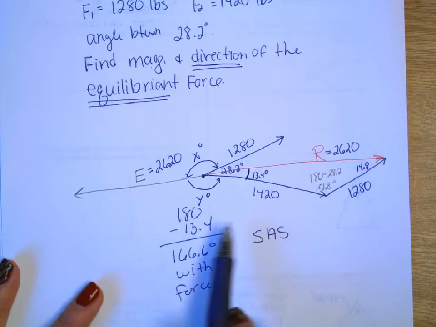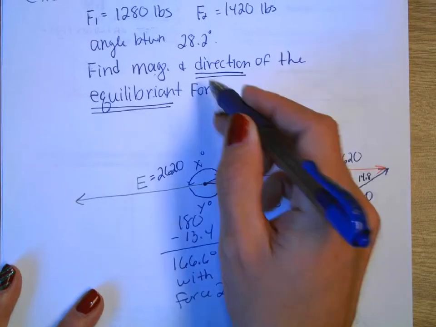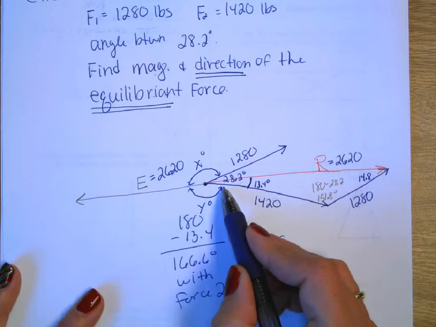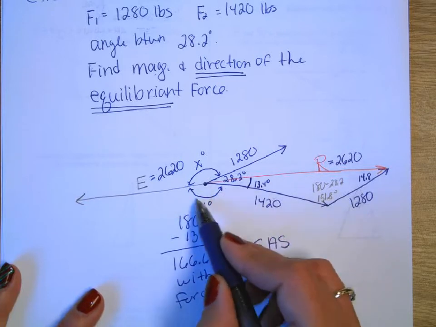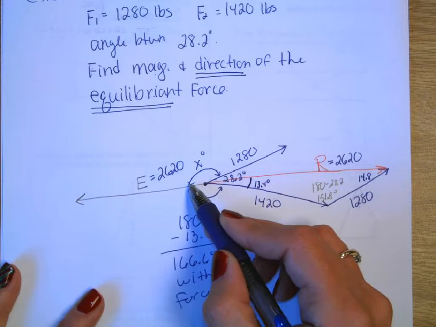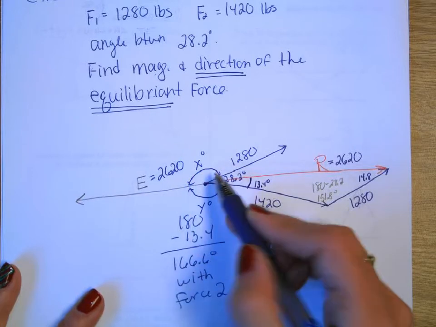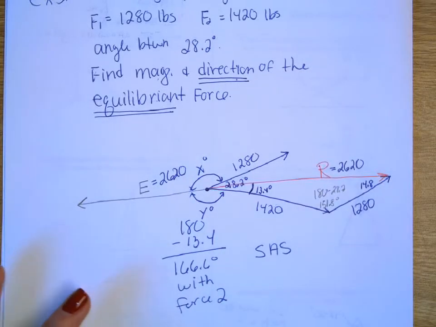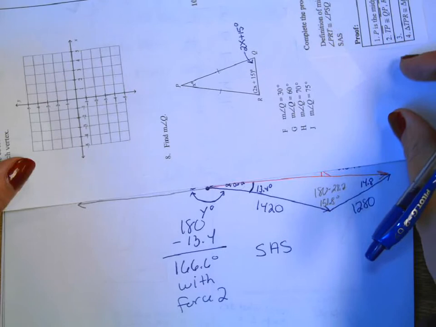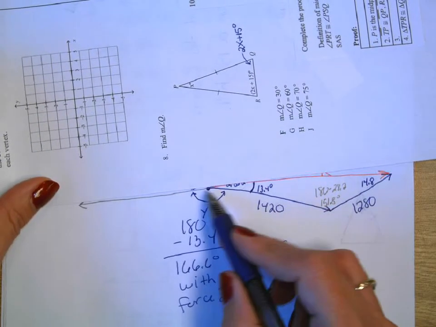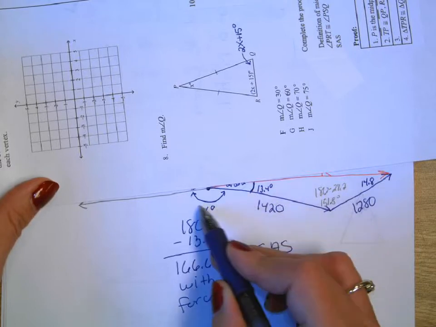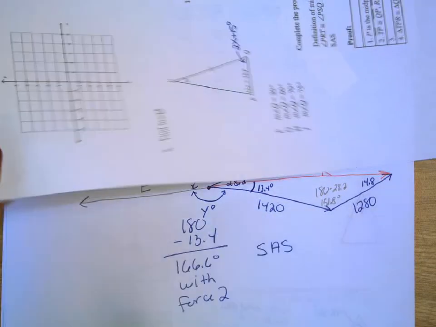All right, Michaela, you want me to explain where this is coming from again? Okay. First of all, for direction, they're looking for the angle between the equilibriant and either force 2, which is this angle here, or you can give me the angle between the equilibriant and force 1. Either one of those answers this question. I know that the equilibriant and the resultant make a straight line. I knew this angle here was 13.4 degrees, so I just needed the supplement to get all the way over to here.